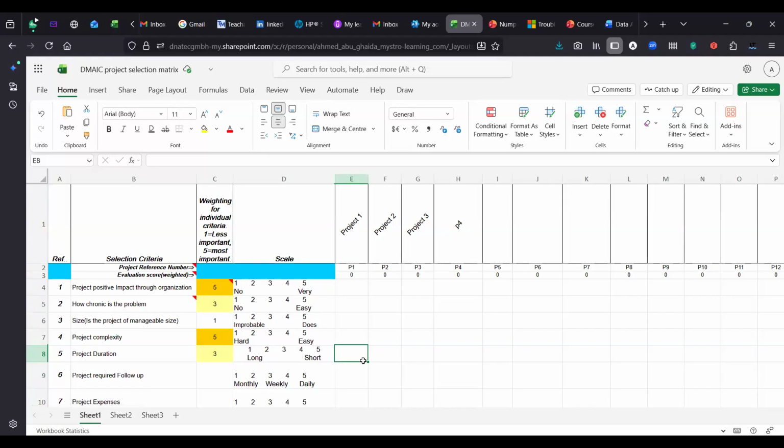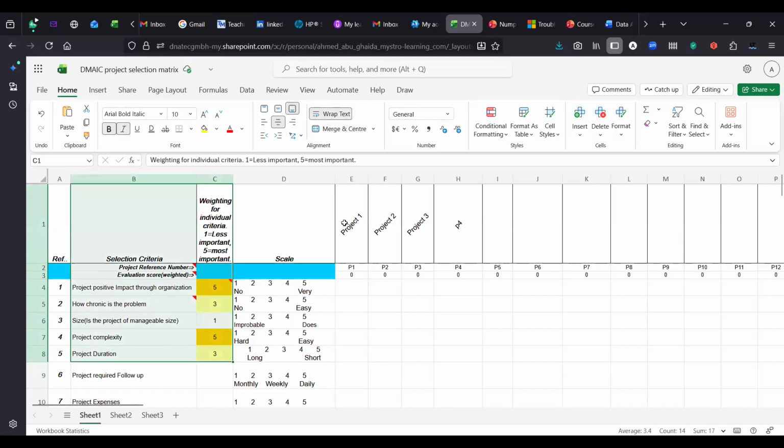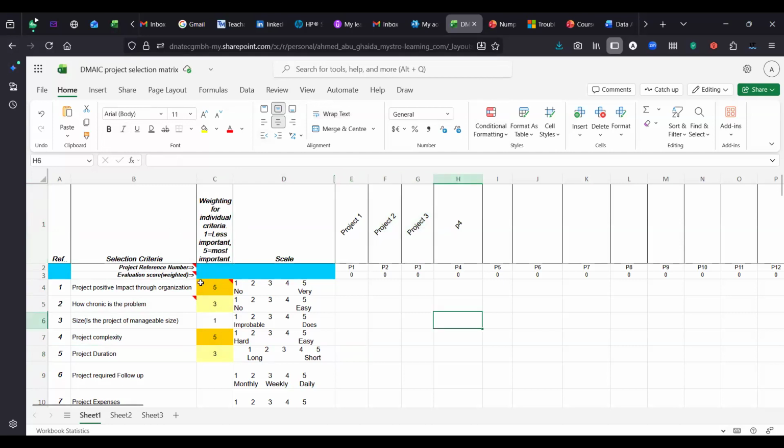And this concludes the weight. So the weight is related to the criteria, not the project. I didn't ask you to give me a weight for the project. Otherwise, this is nonsense. I'm weighting the criteria itself. Once we understood how we are putting criteria and how we are giving it a weight, now we can jump to the second part of the story, which is rate.